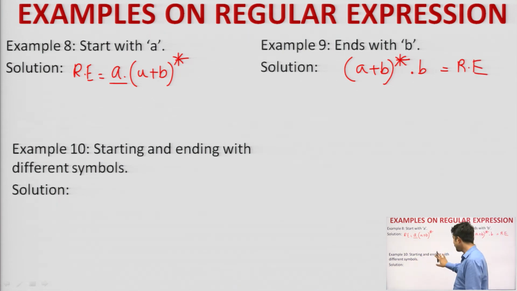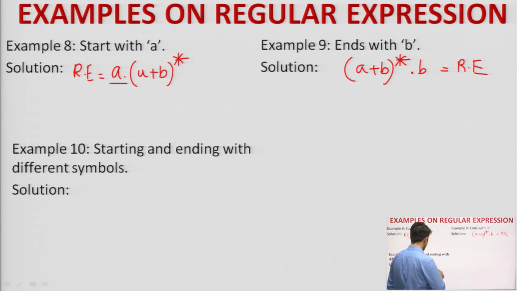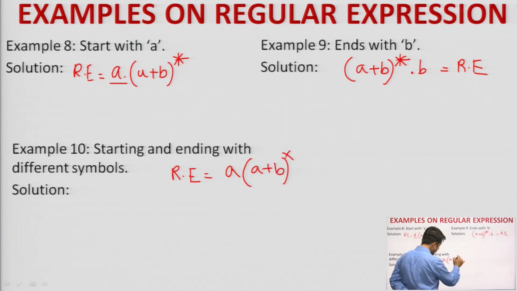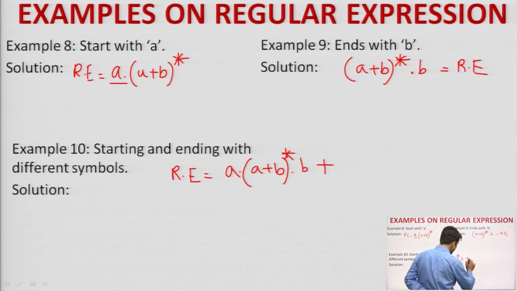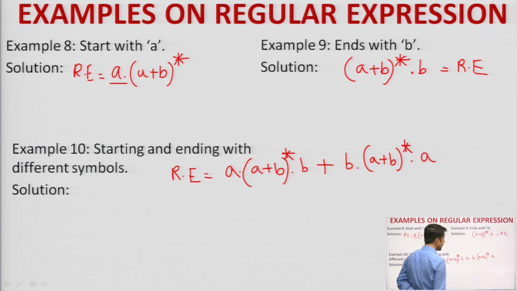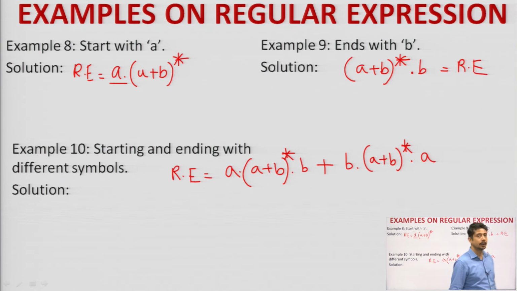Next comes starting and ending with different symbols. Okay, starting and ending with different symbols. So, how do I write this? If I take a as the starting element, in between it can have any possible combination of a and b, then definitely it should end with b, correct. Otherwise, there is one more condition: if it starts with b, in between it can have any possible combination of a and b, then it should end with a. So, this is the regular expression for question number 10.